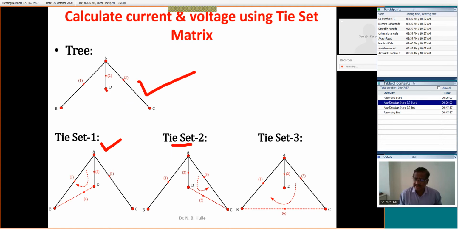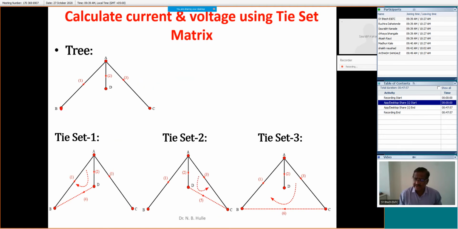Tie set number 2. If we are putting this branch, which is the branch number 5, co-tree branch, in that particular case, we will get this closed path. And the direction of current in this particular loop will be something like this, because it is the same as this current, which suits that current, and it is anti-clockwise.